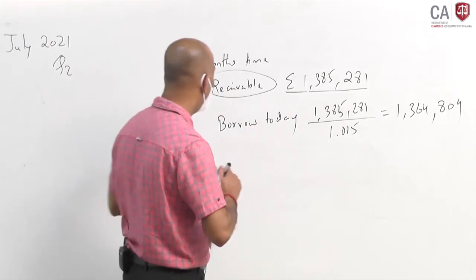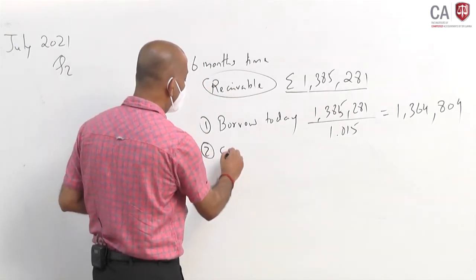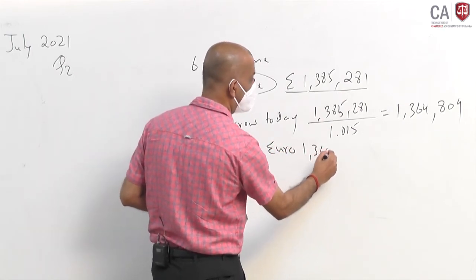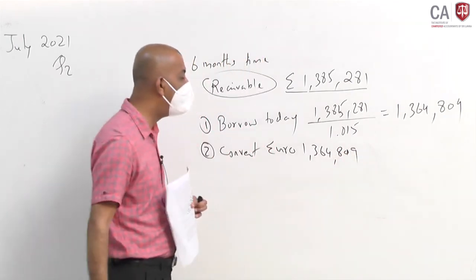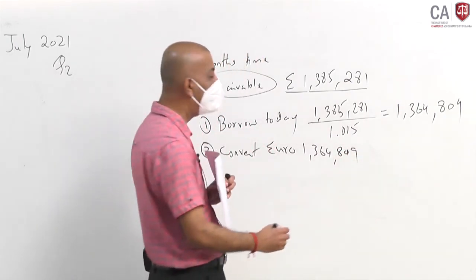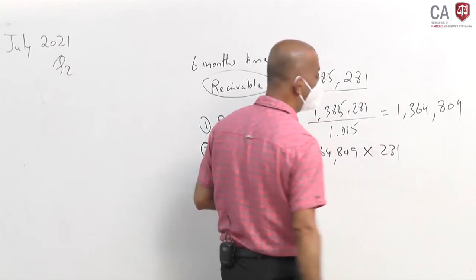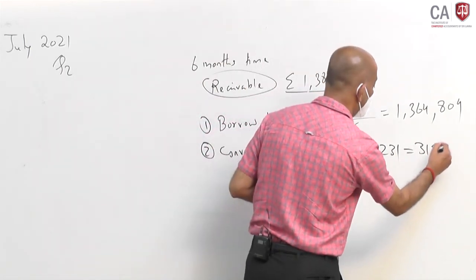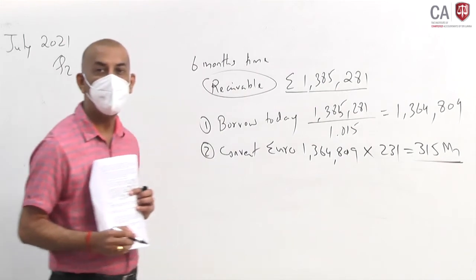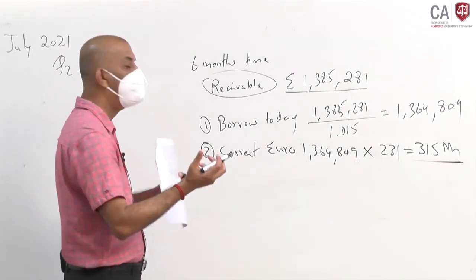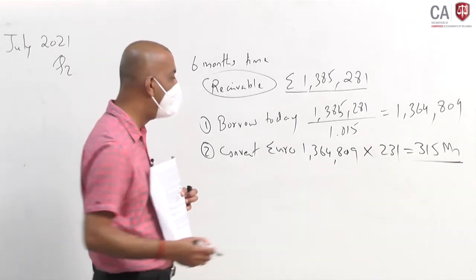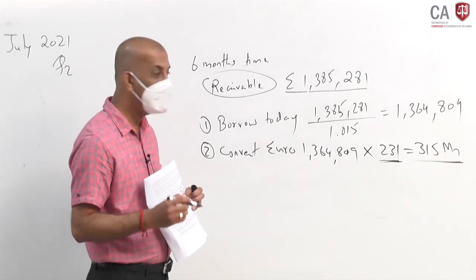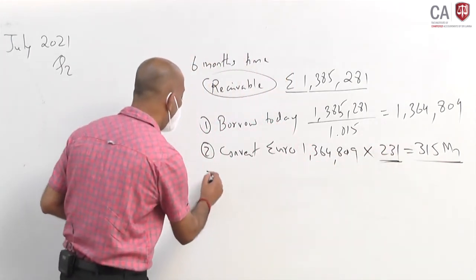Once you get that money, that is your first step. Second, convert the euro currency. Convert 1,364,809 to Sri Lankan rupees today. Today's rate is 231. So how much do you get? 315 million. You convert your borrowed money from euro to Sri Lankan rupee at today's spot rate of 231. So you are converting your foreign currency to rupees today, that gives you 315 million. Third, what you do? Deposit.